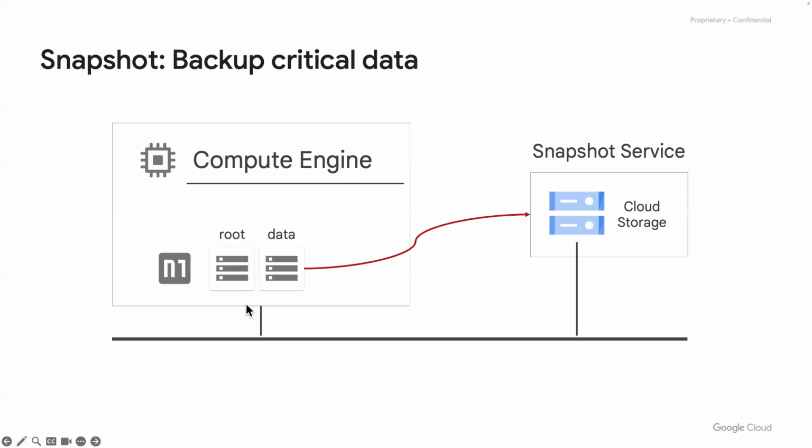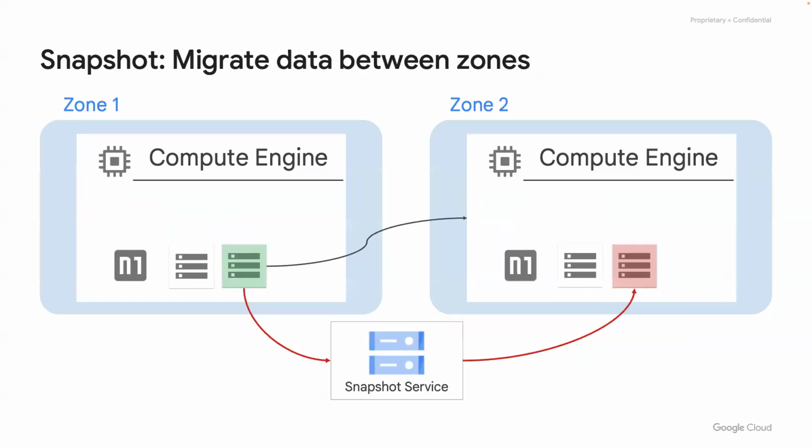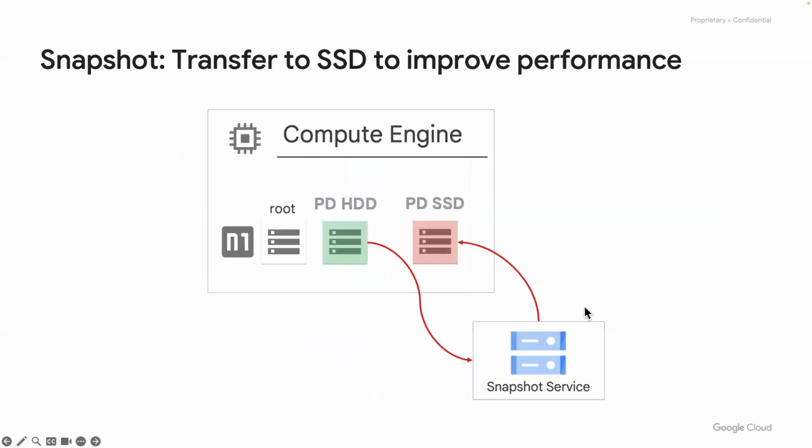Snapshot backup we have already covered. And one more piece of information: your snapshot backups are actually stored in Google Cloud Storage. You can't really go and check it in storage, but in the backend Google Cloud Storage is used to store your snapshot. To migrate data between zones, you can use either a machine image or a snapshot. You can take a snapshot and restore it.